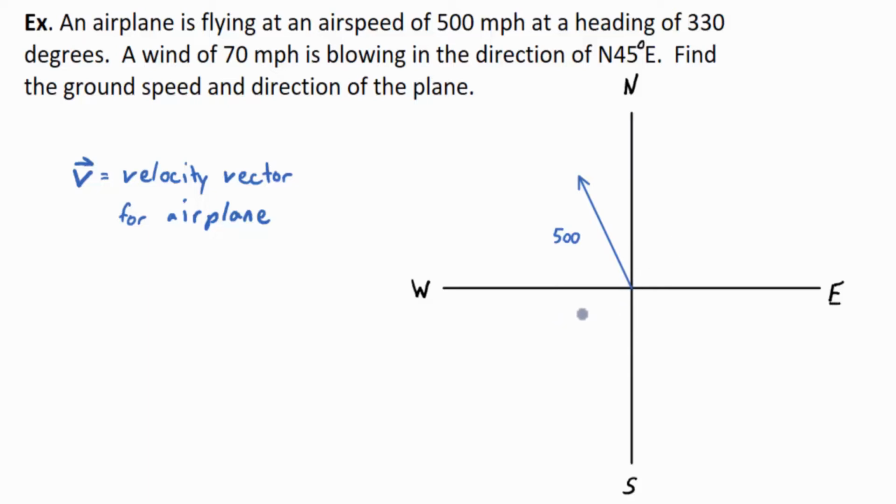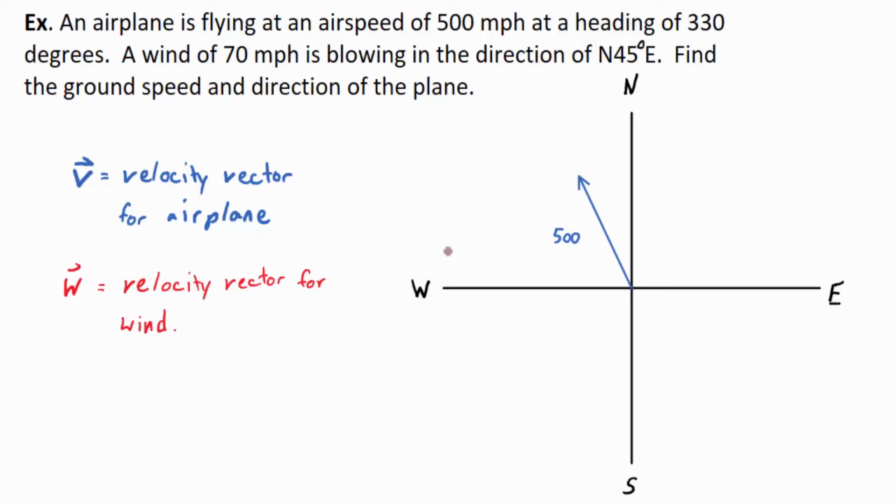Now here's the thing. Here's how we model it. We're going to take the wind vector, which I'll represent as W, and it's really a velocity vector for the wind. And the way it affects the velocity vector for the airplane, we add them together. They add vectorially.